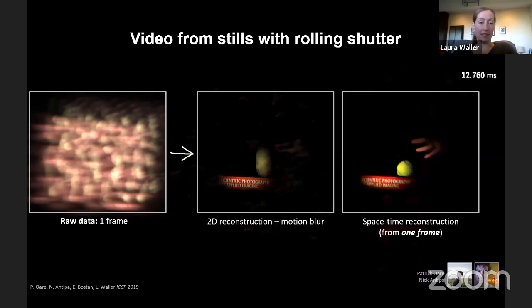And that's exactly what this is. On the left, you see the raw data that we captured. And on the far right, you see this video that we can reconstruct. If we had tried to just reconstruct normally as if this was a static image, then what you get is motion blur, as expected. But now we can reconstruct a couple hundred frames from this single raw captured image, which I thought was a really cool demonstration of the properties of this multiplexing.